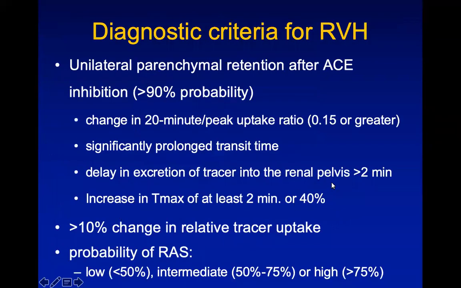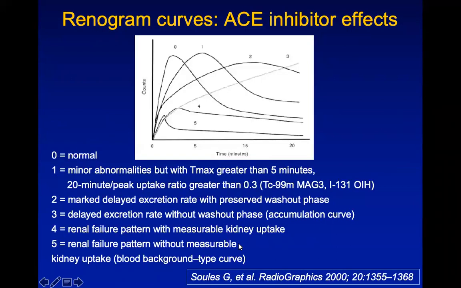So the diagnostic criteria being a change in the 20-minute peak to peak uptake ratio, prolonged transit time, delay in excretion of tracer into the renal pelvis, increase in Tmax, and more than 10% drop in relative renal function. Here you can see, from the normal renogram curve, you're getting gradually delayed peak. From a normal clearance T-half, you're getting a flattened clearance, so no T-half, and a drop in the percentage function from this peak to this peak.